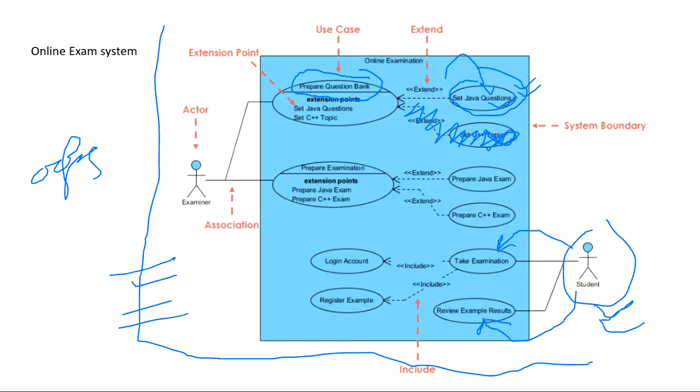Okay, suppose the statement is like this, that there is an examiner who is preparing a question bank and he is setting some Java questions in the paper. So the statement says that he is setting some Java questions in the paper. Now it is not clear whether all the questions are Java questions, or whether some of the questions are Java questions. So you can use either extend, or you can use include, or even you don't have to use anything. You can directly write here preparing some Java questions.